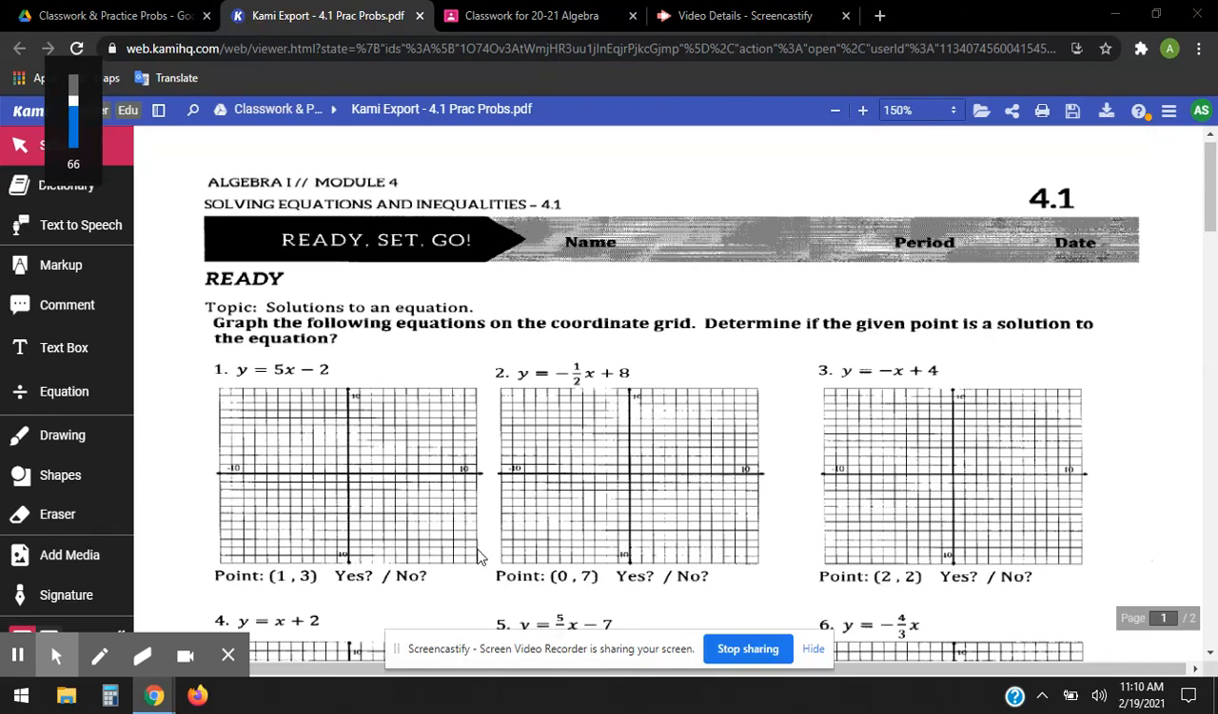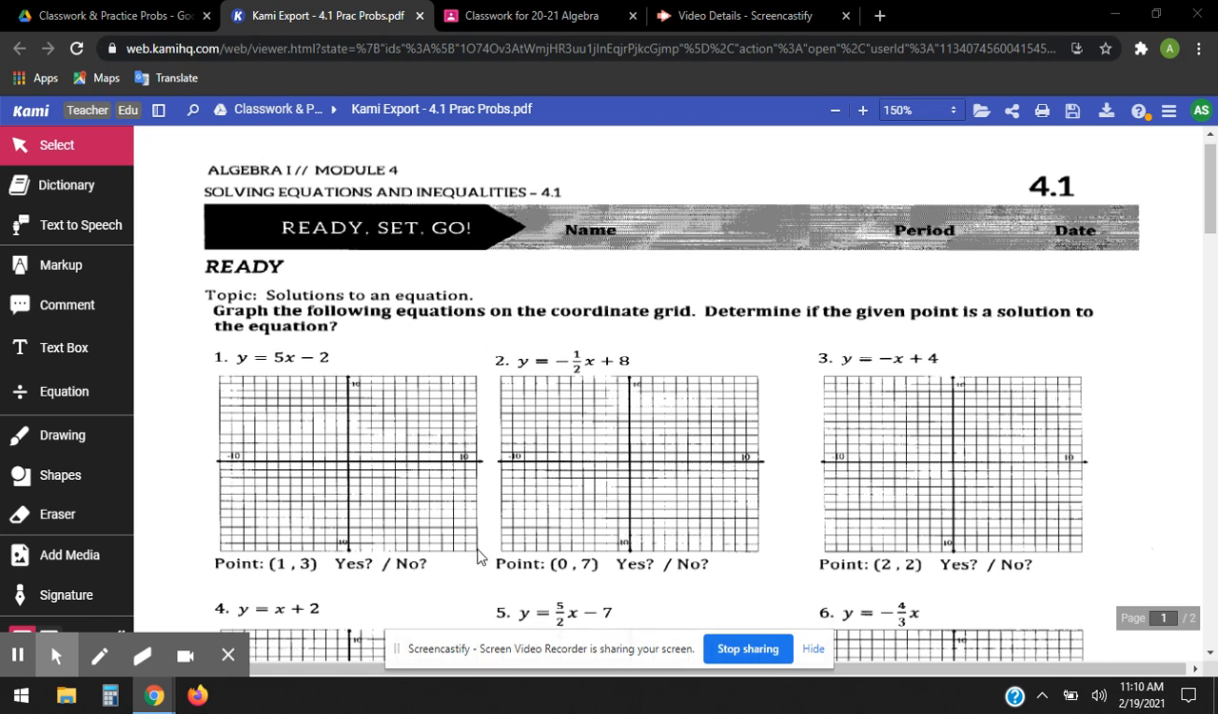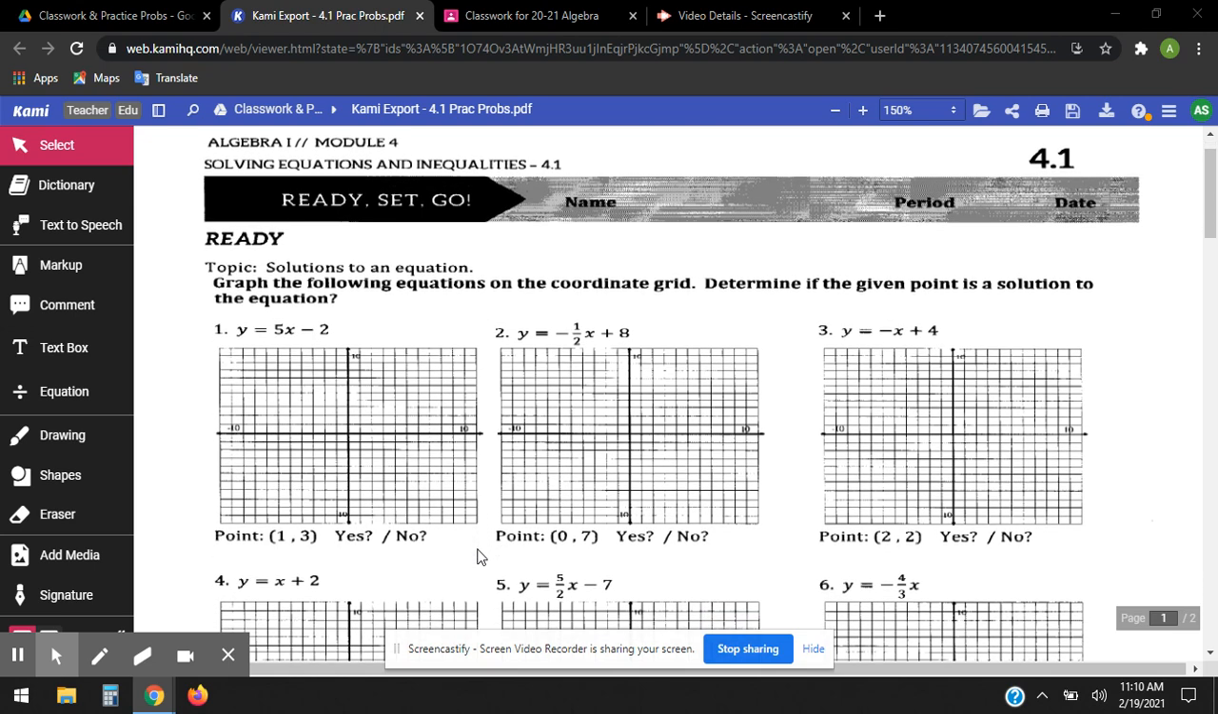Hi, this is Algebra 1, Module 4, Lesson 1. This is the practice problems. I just want to go through a couple of these to help make sure you are on track on how to do the graphing. Very important as we're going forward.